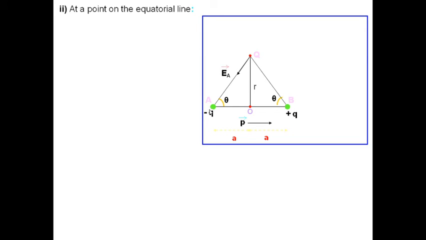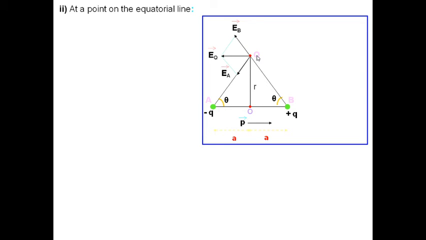Again we have to show the direction of electric field. Electric field due to minus Q charge at point Q is towards the charge, and due to the plus charge it is outward from the charge. So net resultant electric field is the vector sum of EA and EB. Here we have to use the parallelogram law of vector addition, and this gives the EQ, that is the total electric field due to this dipole at point Q.